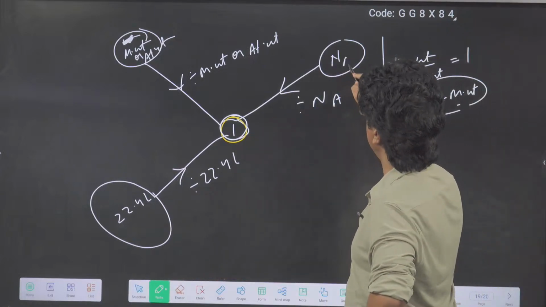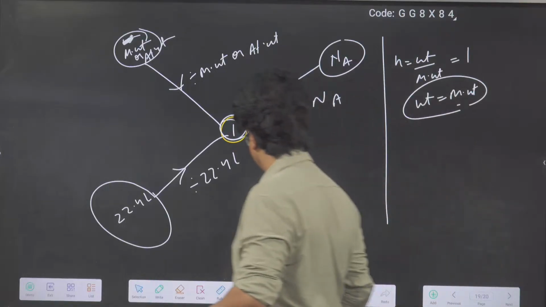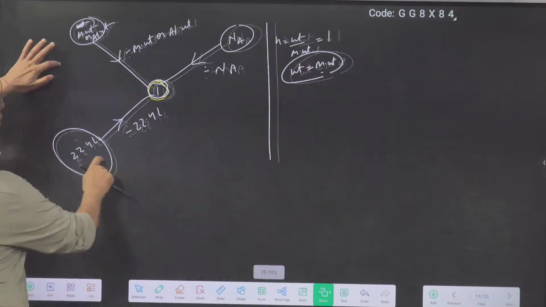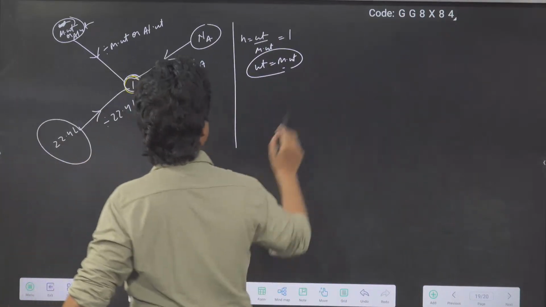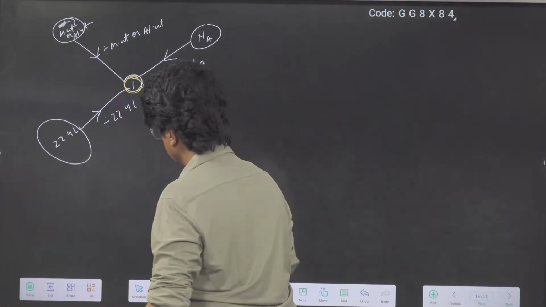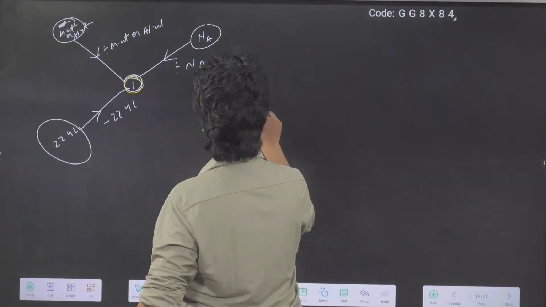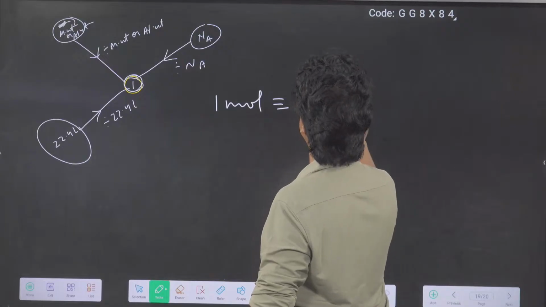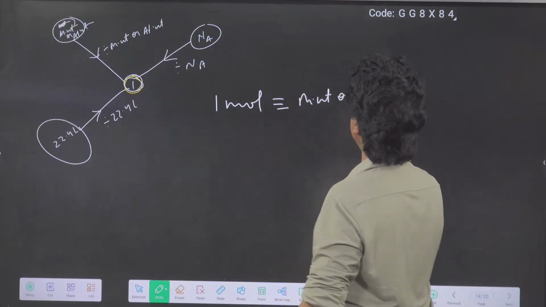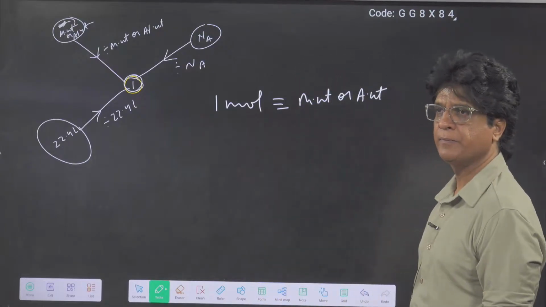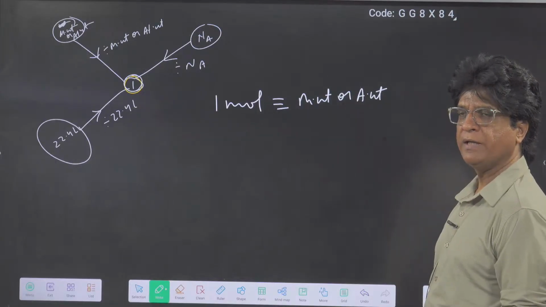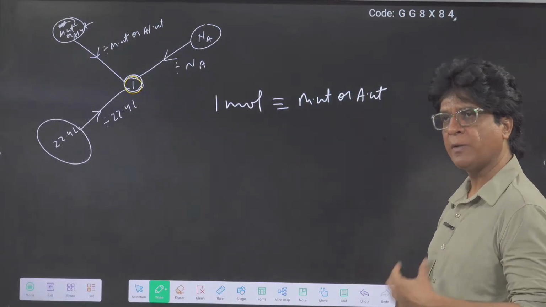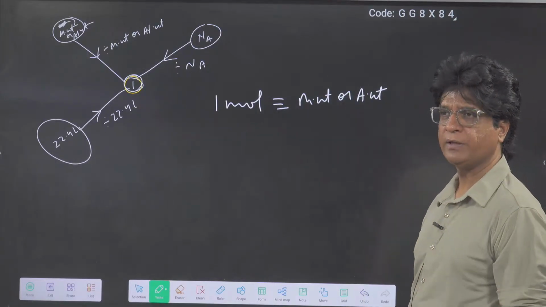Avogadro's number, right or not? Right. Will you agree with me if I say that 1 mole is equivalent to molecular weight or atomic weight in terms of weight? If I take the molecular weight or atomic weight of a substance, I have taken 1 mole of it.